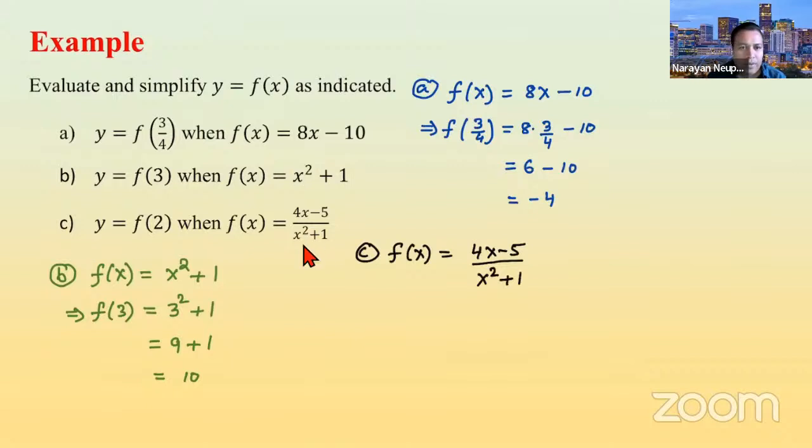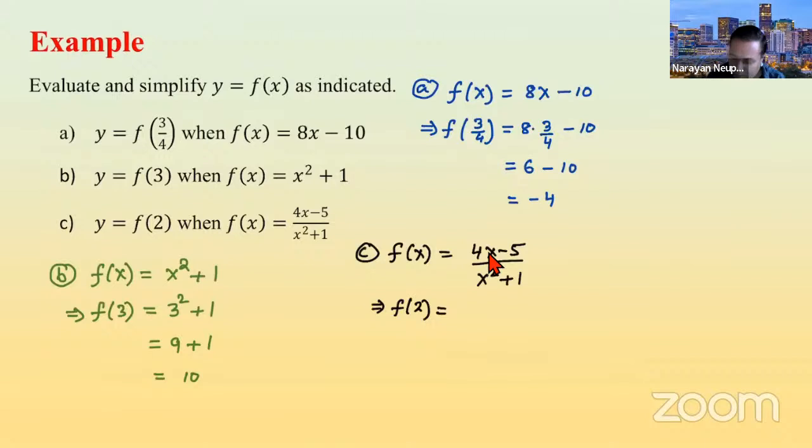So all these three functions are different. See, the first one is without a square, the second one has a square, the third one has a fraction. Now in the third one, we are asked to find the value of the function at 2. We have to find f of 2. So f of 2 means we have to plug in x equal to 2 into this equation.